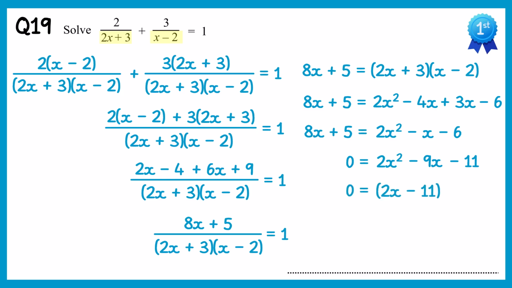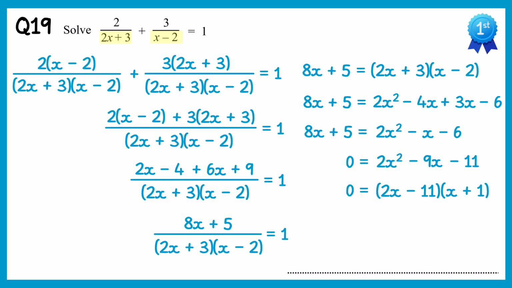This quadratic will factorise, so the left hand side will be 0, and the right hand side will be 2x minus 11, x plus 1. This isn't the most difficult factorisation to do, since the only way to get 2x squared is multiply 2x by x, and the only way to get 11 is multiply 11 by 1. So you should be able to spot this factorisation quite quickly.